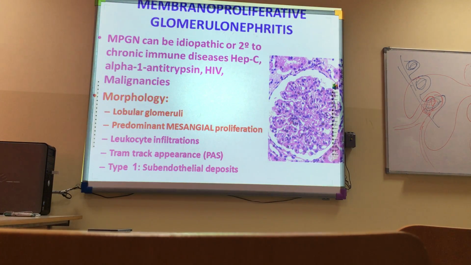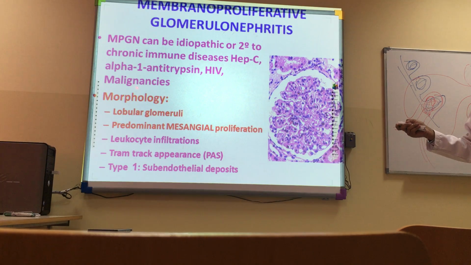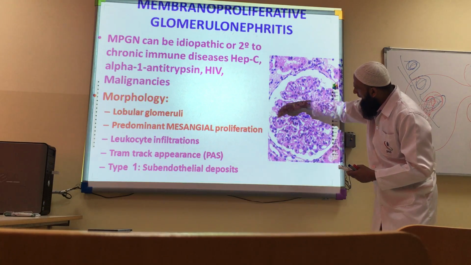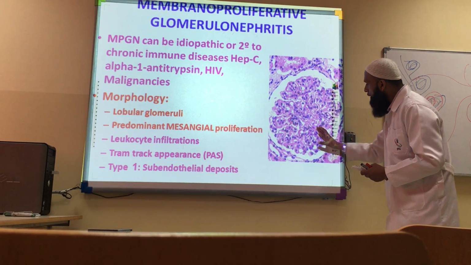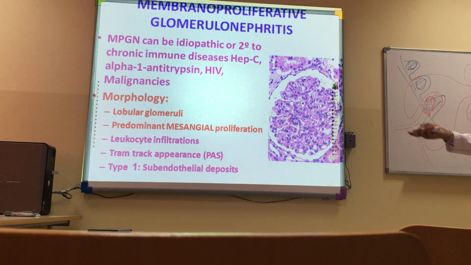Then the second last is membranoproliferative. It can be idiopathic without any cause, or secondary to chronic immune diseases. For example, people who have hepatitis C, alpha-1 antitrypsin deficiency, HIV and other malignancies can present with membranoproliferative. What is the morphology? The glomeruli here look more lobular, as if there is one lobule, another lobule, another lobule. So the glomerulus has loop-like lobules, lobular glomeruli.